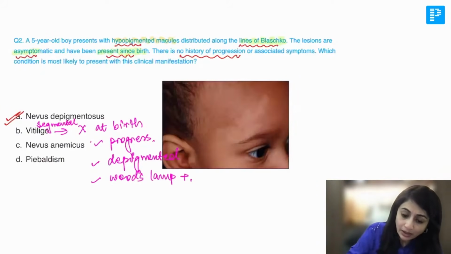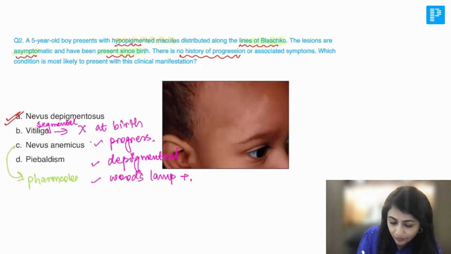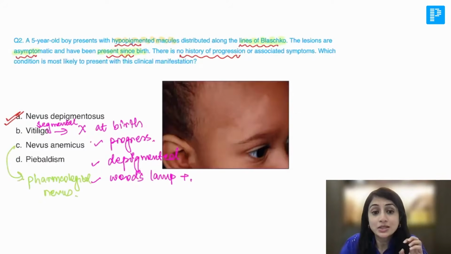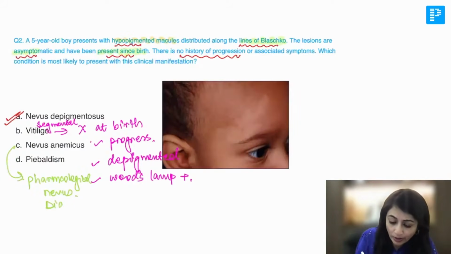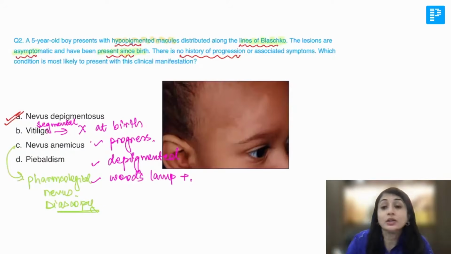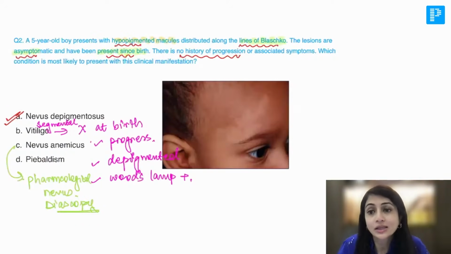Coming to nevus anemicus. Nevus anemicus is a pharmacological nevus, right? Now, nevus anemicus and nevus depigmentosus present similarly. It is diascopy which helps me differentiate between the two. So you might as well say that this is nevus anemicus also, but remember, more commonly we have nevus depigmentosus. Only when the question mentions that on diascopy the lesion merges with normal skin, then you answer nevus anemicus. That is the purpose of giving these options to you here. I'm happy you didn't get confused, but you should know this.